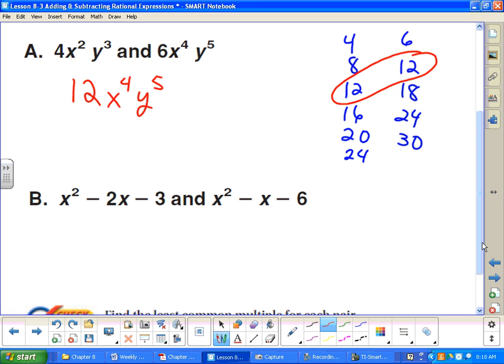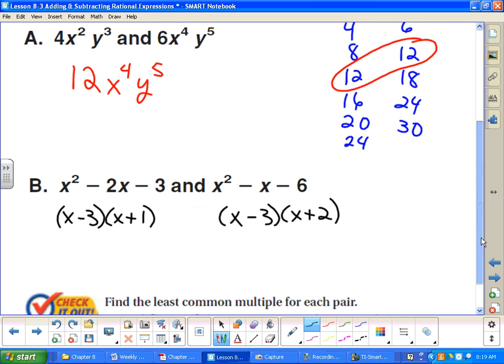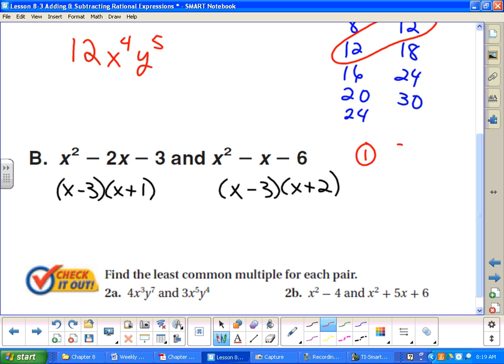So here in letter B, these would be our two denominators, and we want to find a common denominator. That's the object of finding the least common multiple, being able to find a common denominator for them. So what we want to do is factor them. Our first task when we have polynomials is to factor. Now, after you factor, let's write this down. Number 1, factor.